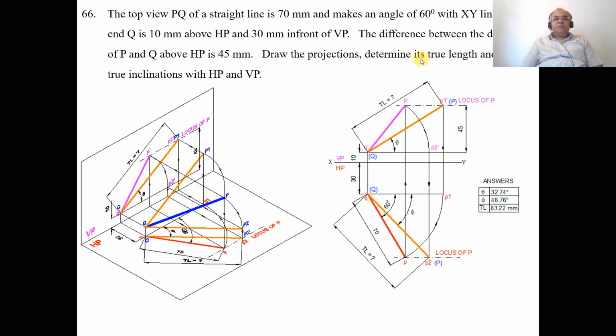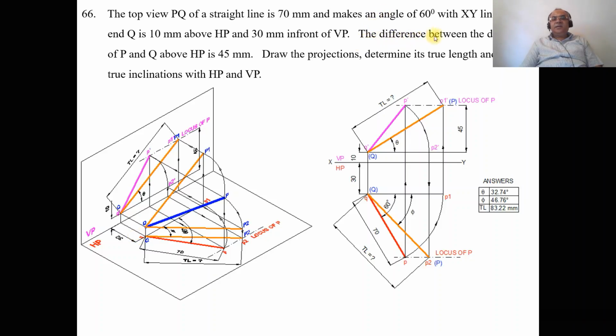To do that, first we are going to take the end Q, which is 10 mm above HP and 30 mm in front of VP. When you look from the front view, we can see the distance above HP. That distance is seen in the VP. As we look from the front view, the image falls on the vertical plane, which is Q dash, and this is capital Q. Similarly, when you look from the top view, we can see the distance 30 mm in front of VP. That image falls on the horizontal plane. So this is small q. So Q is 30 mm in front of VP.